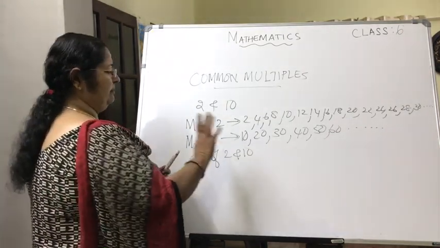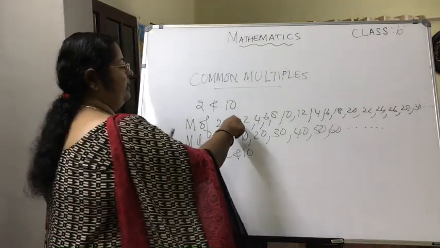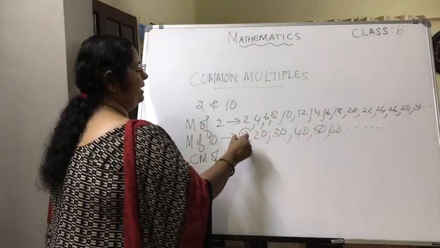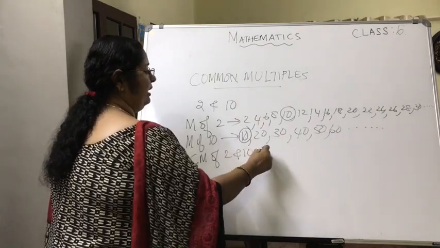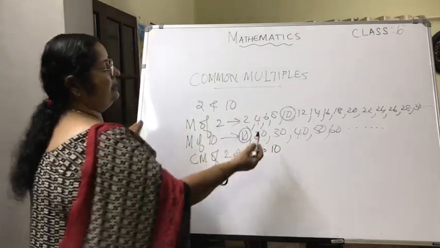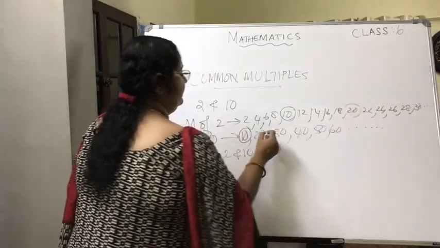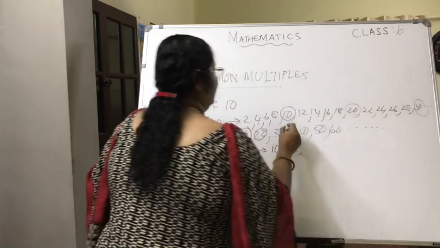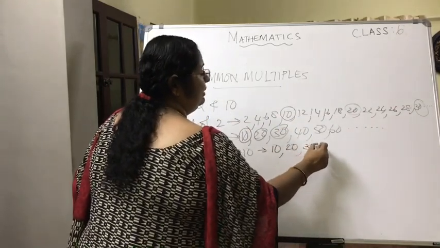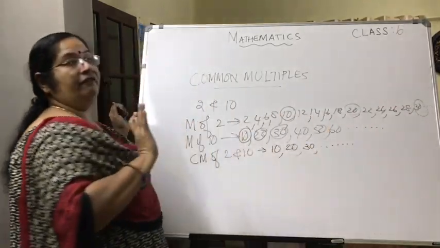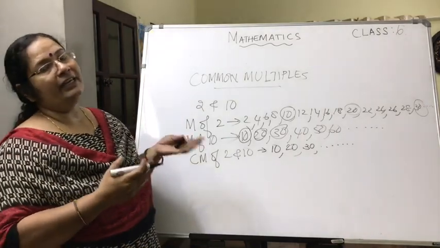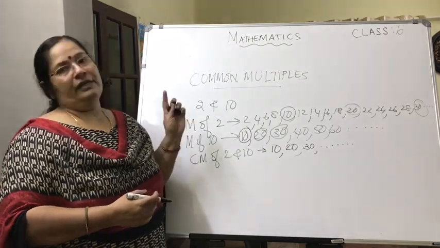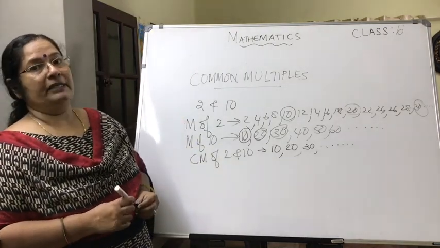So common multiples of 2 and 10. Which is common here? The first one coming, after 2, 4, 6, 8, is 10. So 10 is one common multiple. Next, 20 is another common multiple. Then 30 is another common multiple. Since multiples are infinite, common multiples also will be infinite. So a few of them are given: 10, 20, 30, etc. will be the common multiples.